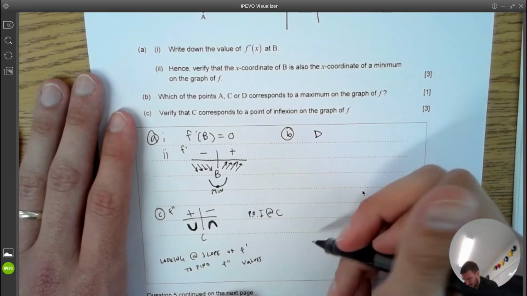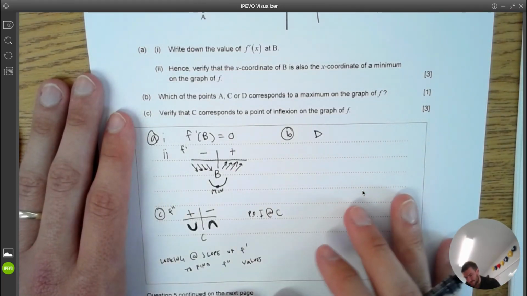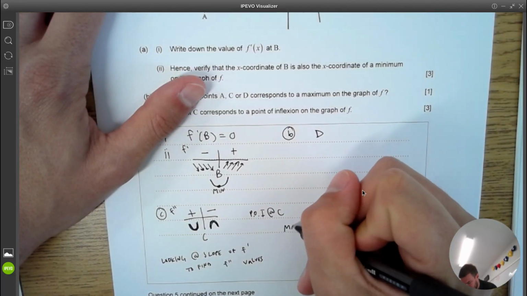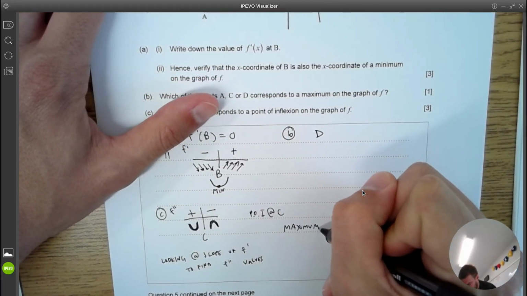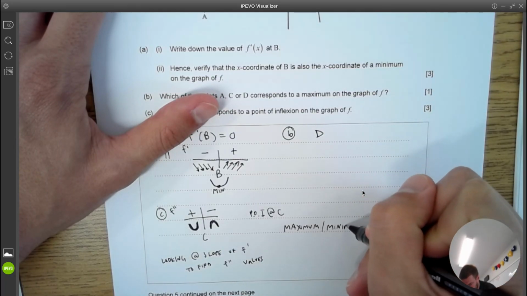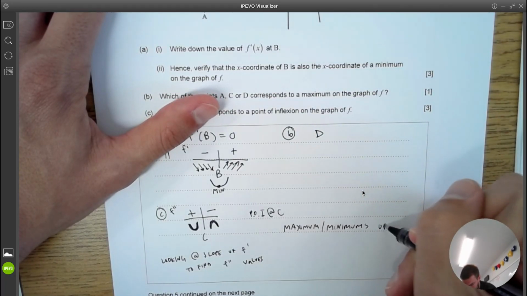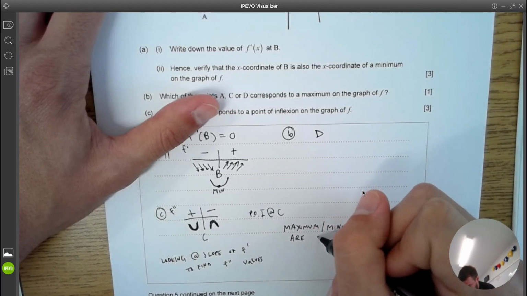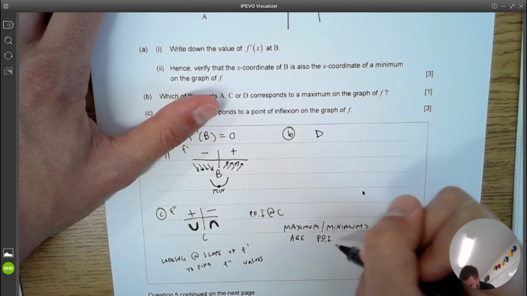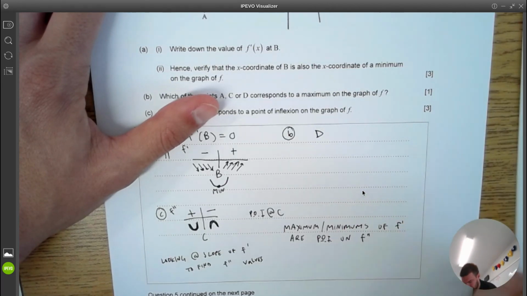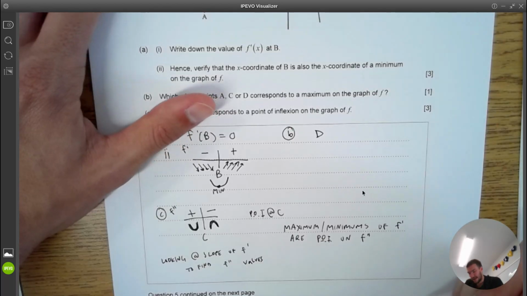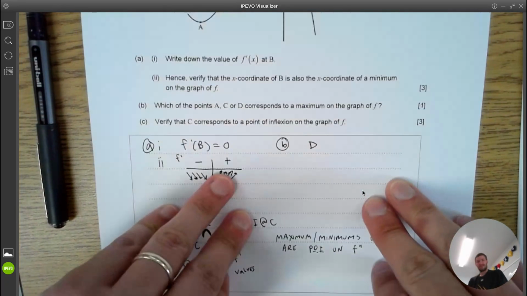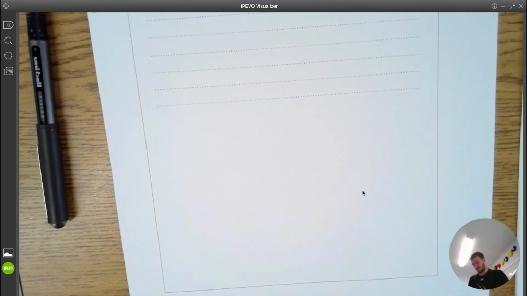We could also, again, the more you write, we have this room. I think this is a point that we want to make sure we get. You could say maximum and minimums of f prime are points of inflection on f double prime. And just writing a bunch of things like this down that are all true statements, just to make sure you catch those points. Be good.